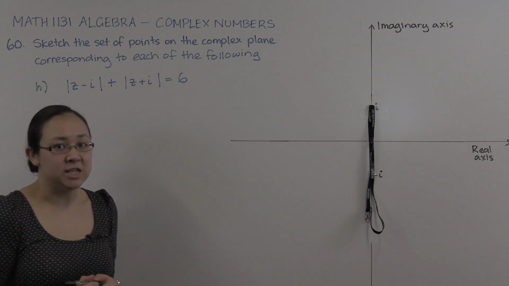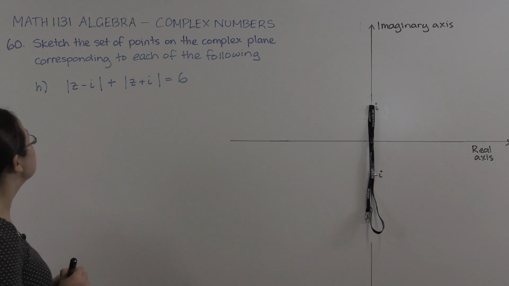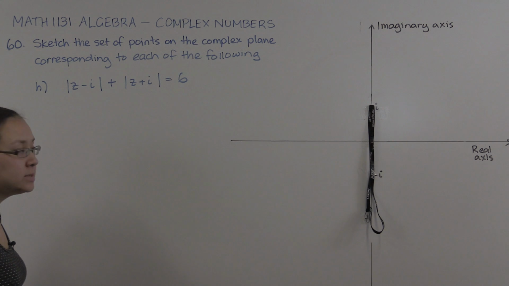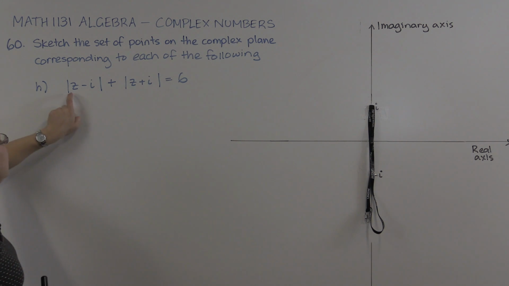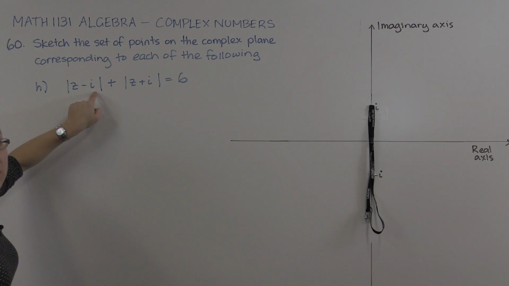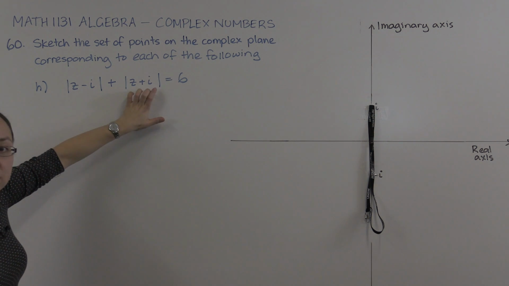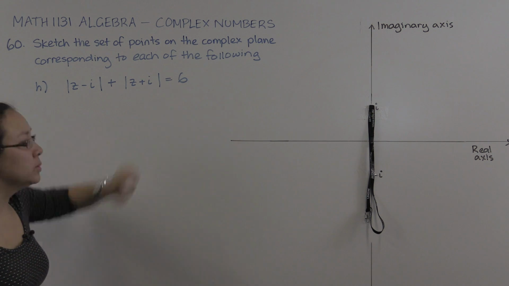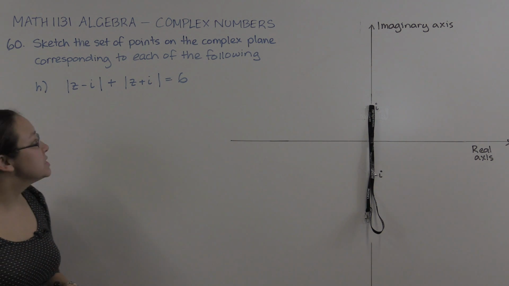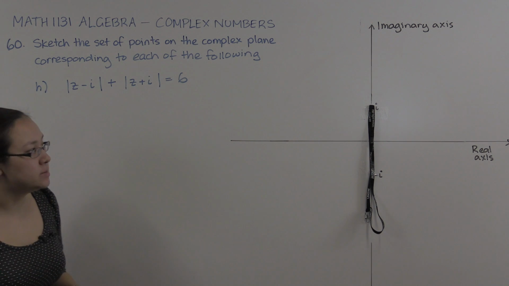Lastly, we have part H. So this is asking us to sketch all the points on the complex plane where the modulus of z minus I, so that's the distance from I to z, plus the distance from minus I to z equals 6. Okay, so the sum of these distances has to be 6.